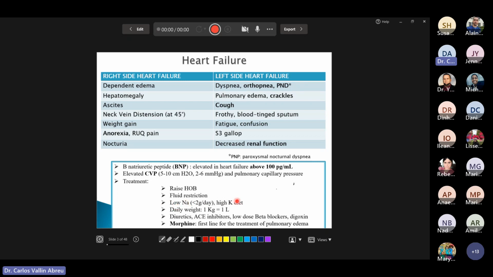Restriction of sodium, but increment of the potassium. The monitorization of the weight is super important. It's much, much better than checking for pitting edema, etc. And then you expect that the doctor will order diuretics, as I said before, potent diuretics, loop diuretics.